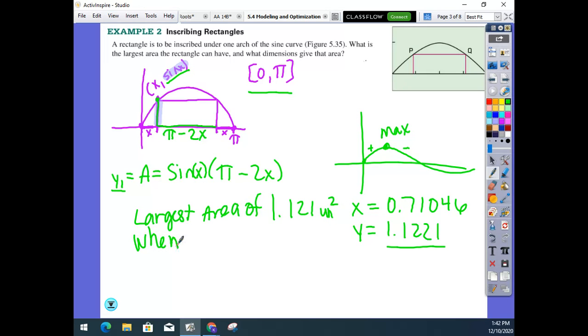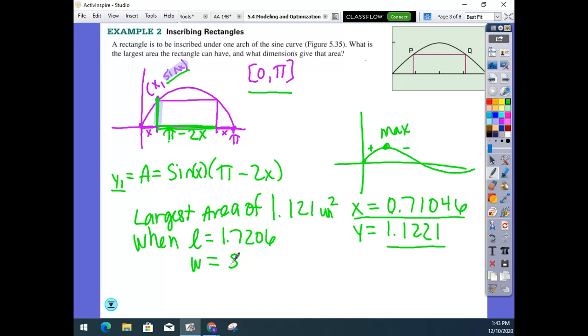Okay, so be careful here. X is not my dimension. The dimension is sine of x is our y value, and pi minus 2x is our length. So when the length is, I'm going to take pi minus 2 times my x value. All right, so let's go second quit. Pi minus 2 times, plug in the x, 1.7206. Remember, you can just chunk it off after 4 decimals.